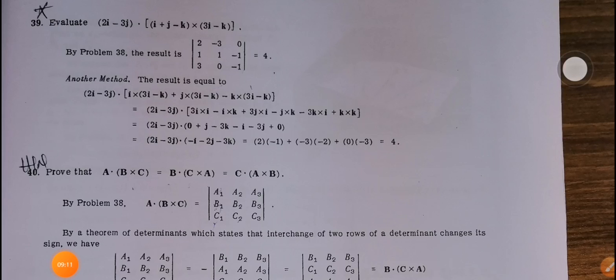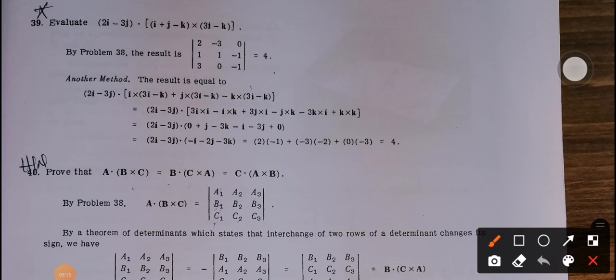That is, if we have to solve the scalar triple product, this one. So what we are going to do is expand the determinant, with the first row defining the components of the first vector: 2, minus 3, and 0, because there is no component in the direction of unit vector k. Then the second vector 1, 1, and minus 1, and then the components of the third vector 3, 0, and minus 1, and by solving this determinant we get the answer 4.